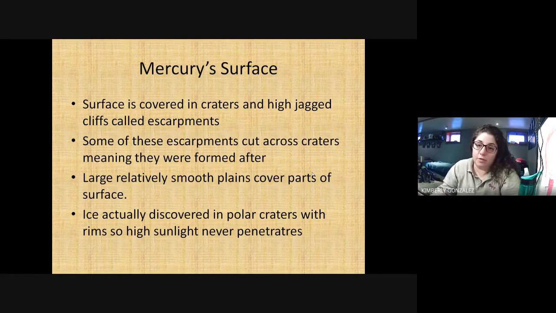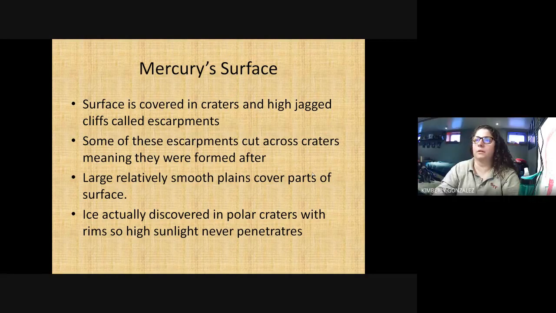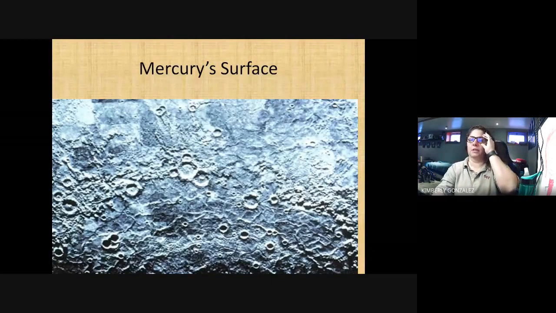That's because you have to have water in order for ice to form. Does that make sense, guys? Yes. Okay. So that's what it looks like. That's a satellite picture. To me, this kind of looks like the moon, right? But it's not. This is actually the surface of Mercury.